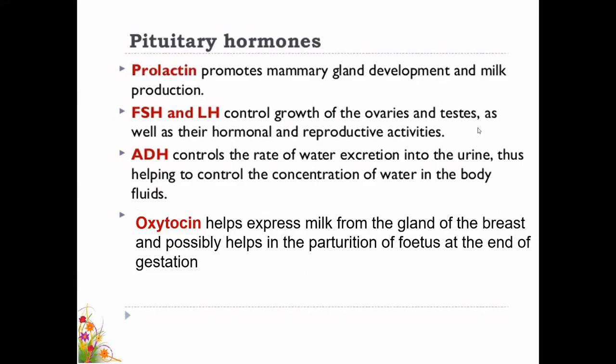The other one, the final one, is oxytocin. Okay, it helps to express the milk from the gland. It will help to contract the alveoli and to release the milk from the gland. And during the birth, it also helps in the contraction of the uterus too, and assists in the birth of the young one at the end of the gestation. So oxytocin is mainly contraction.